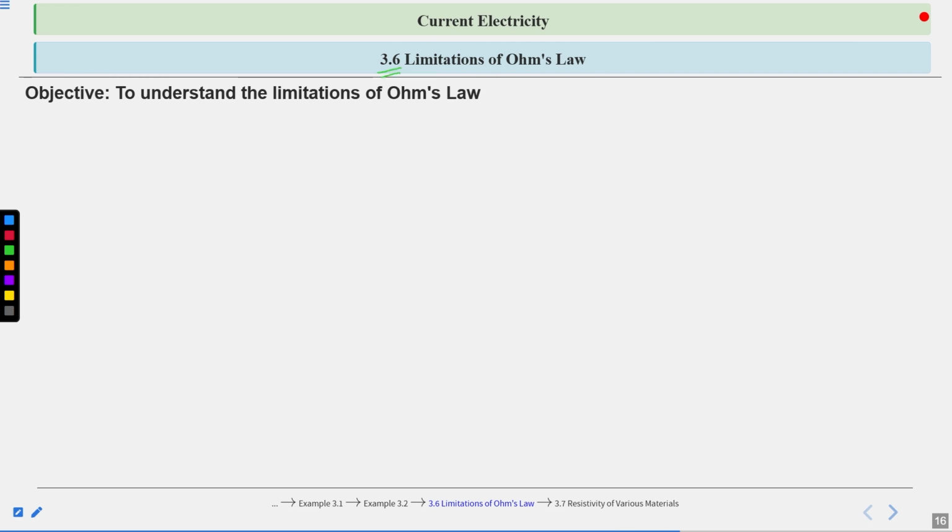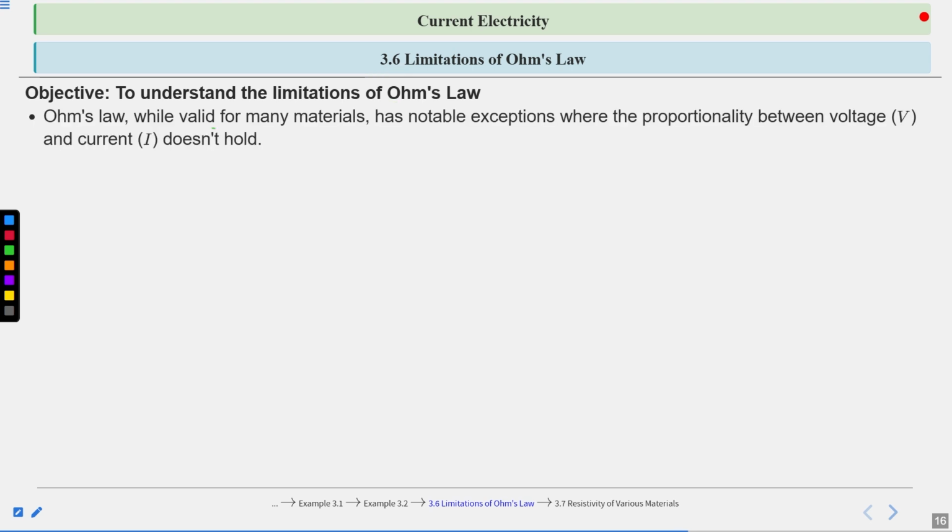Now another topic, limitations of Ohm's law. There are some limitations of Ohm's law, and we are going to discuss them case by case. The objective is to understand the limitations of Ohm's law. While Ohm's law is valid for many materials, especially metals or conductors, it has notable exceptions where the proportionality between voltage and current doesn't hold. For some materials this proportionality can be disturbed.